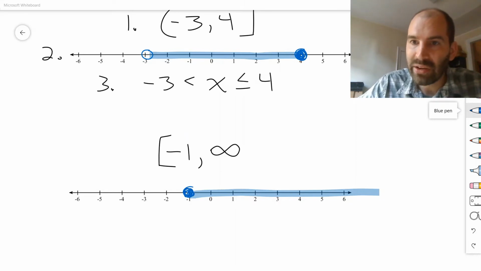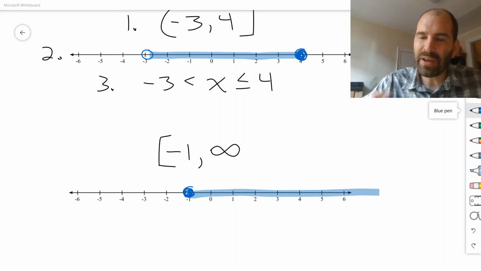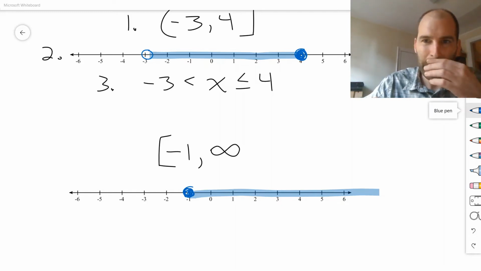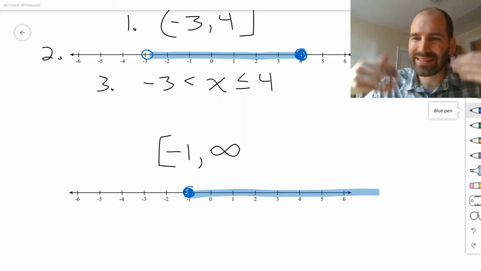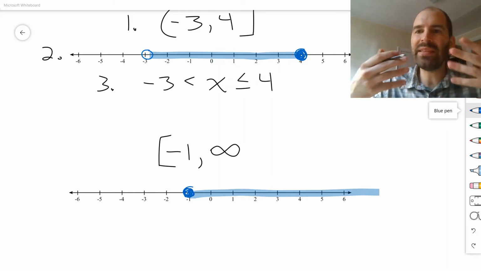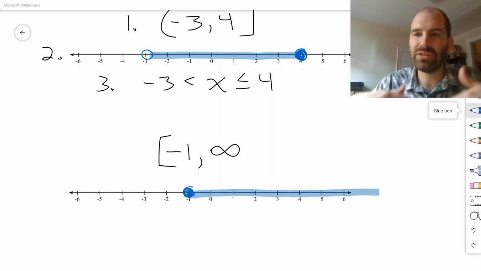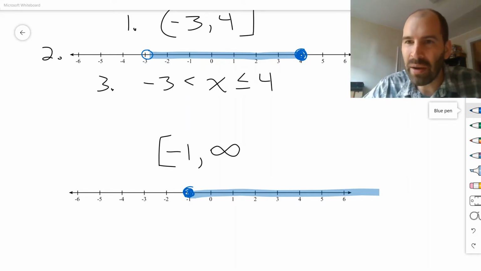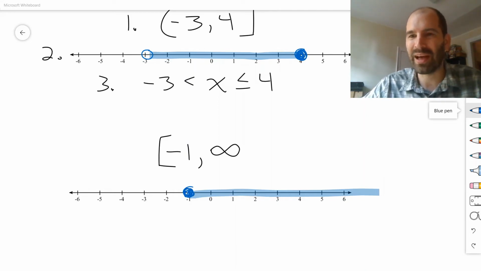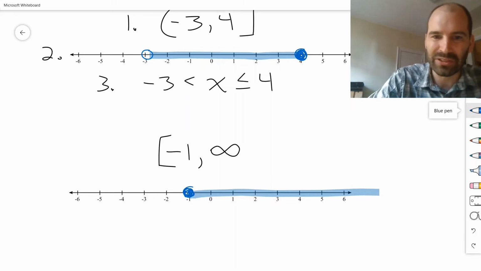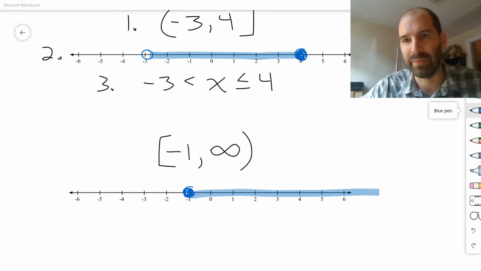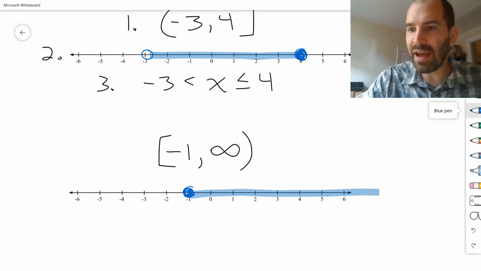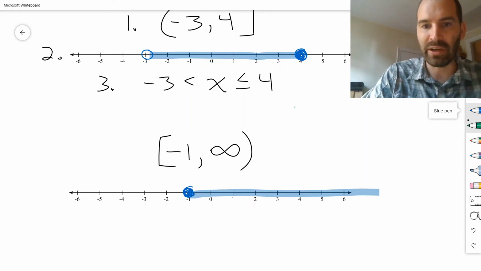Now, what bracket do I put next to infinity? Well, if you think about it, infinity is not actually a number, right? It's just a symbol. It's a concept. It means that we just keep going. So it's just notation to tell the viewer that there is no end. But if it's not a number, can I include it in the interval? No, it doesn't make any sense to include something that's not a number into the interval. You can't include it. So we need to have a round bracket here. In fact, you will never have a square bracket near infinity.